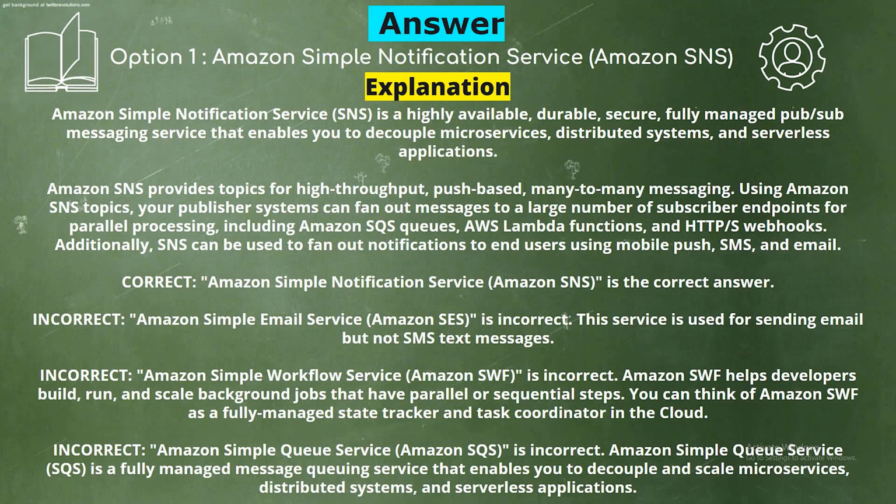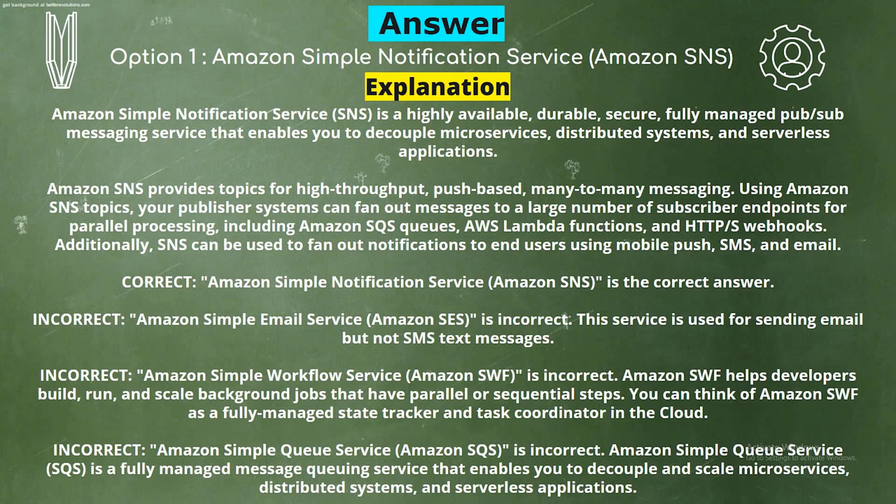Amazon SNS provides topics for high throughput, push-based, many-to-many messaging. Using Amazon SNS topics, your publisher systems can fan out messages to a large number of subscriber endpoints for parallel processing, including Amazon SQS queues, AWS Lambda functions, and HTTP/S webhooks. Additionally, SNS can be used to fan out notifications to end users using mobile push, SMS, and email. Correct. Amazon Simple Notification Service, Amazon SNS, is the correct answer.